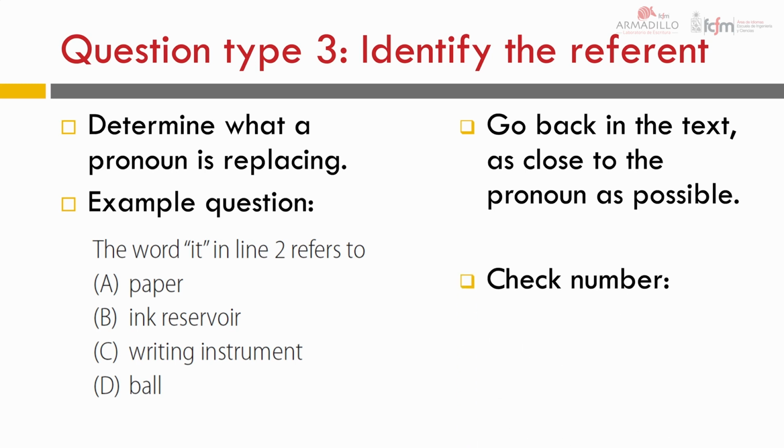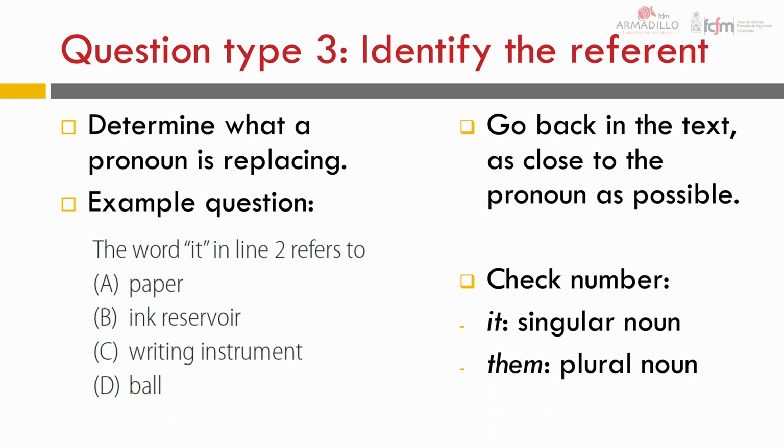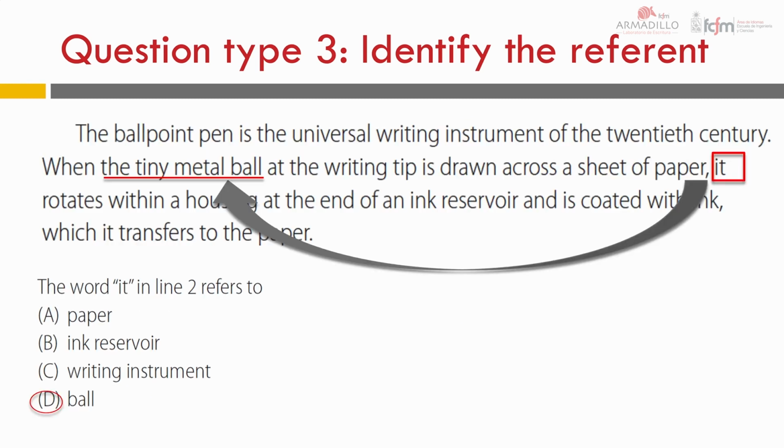And you need to check the number as well. You need to check that the reference, for example, "it," refers to a singular noun and "them" to a plural noun. And that's how you can make sure that the replacement is correct. So if we see an example, the same example says the word "it" in line 2 refers to.